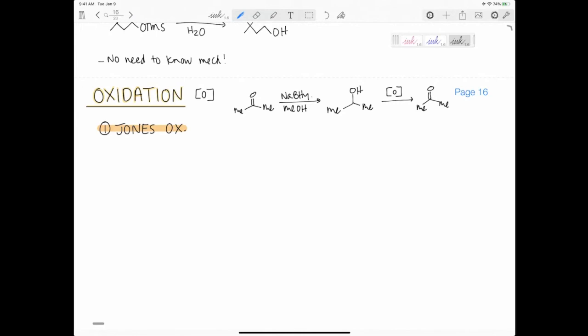Usually there might be more than one answer. You might ask me, could I use PDC instead of PCC? Usually when I give solutions, I would just put this bracket with the O in there. And that just tells you, as long as you know the concept of oxidation, any reagent you provide will give you the full credit.